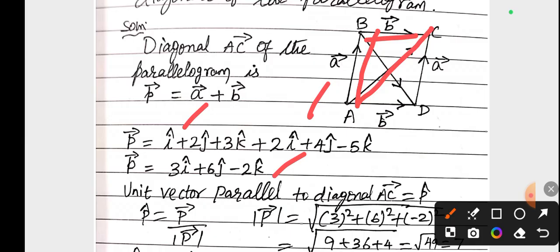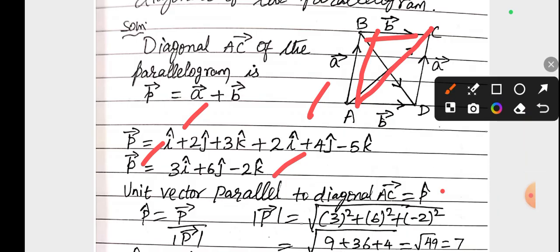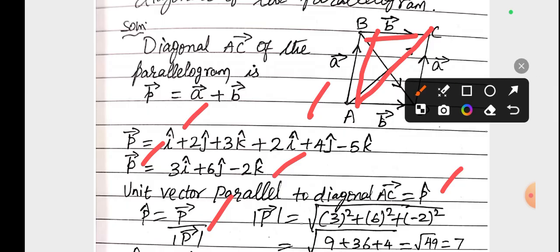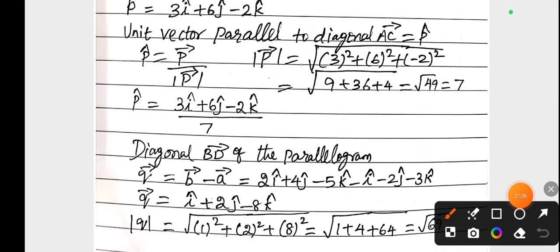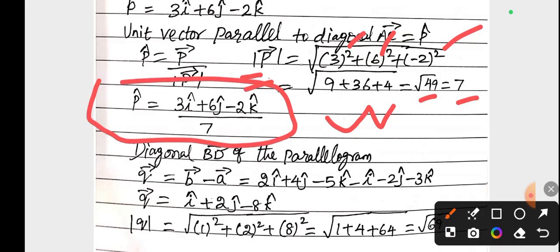You can write the AC vector, or you may prefer it as another one-letter vector, P vector. Then you have to find the unit vector parallel to the diagonal, P cap. A cap is A vector by magnitude of A vector. P cap is P vector by magnitude of P vector. Magnitude of P is root over 3 square plus 6 square plus minus 2 square. So 9 and 36 and 4, you get root 49, which is 7. So P cap is 3i cap plus 6j cap minus 2k cap by the magnitude of P vector, 7.